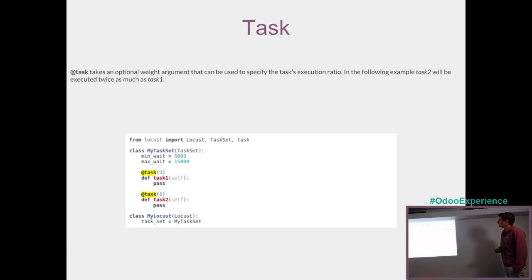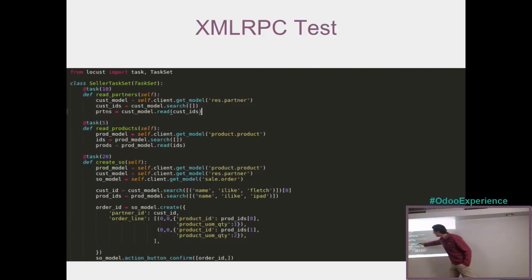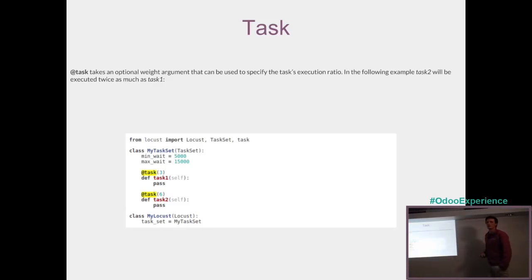Okay. So here is just to explain what the task is. I just copy-pasted from the Locust website, the documentation. Here, for example, you have task 1, with the decorator having the argument 3, and here task 2, with 6. It's just saying that task 2 will be executed twice as much as task 1. Okay, so that was to explain the tasks.